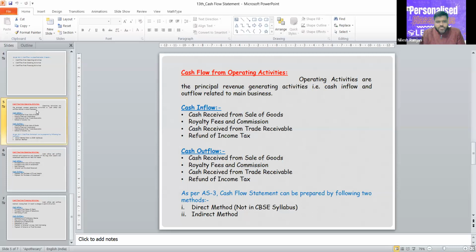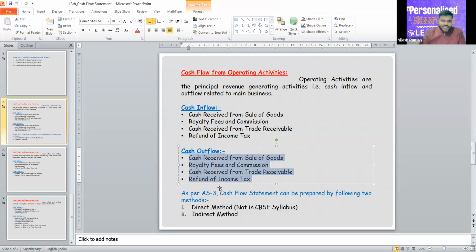Cash inflow and outflow is same. Sorry, it's a mistake here. Yes, all the items are same actually. I forgot to change here. Okay. So I'm telling you, cash outflow means purchase of goods for cash.